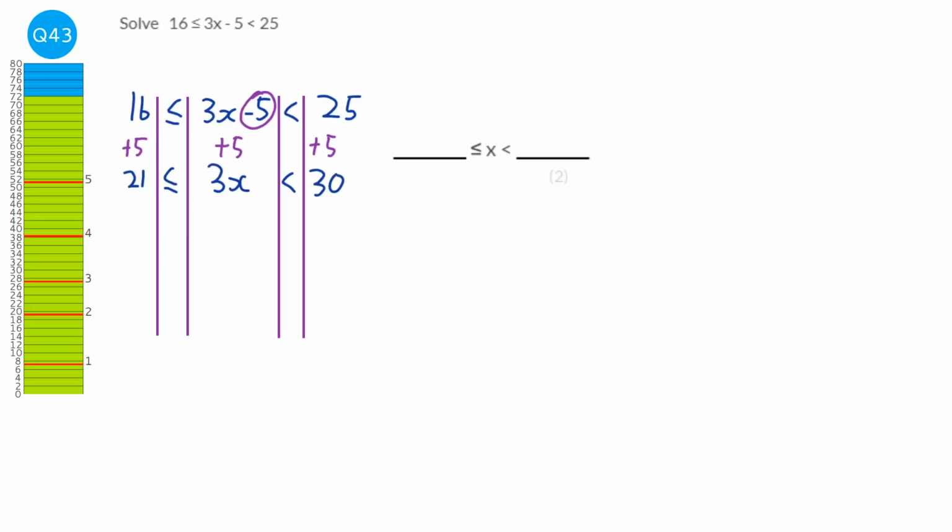Now we need to get rid of that 3, so we're going to divide by 3, and again we need to do it all 3 sides. So divide by 3, and divide by 3. So we've got x is greater than or equal to 7, and then we've got 10 is greater than x on the right hand side.